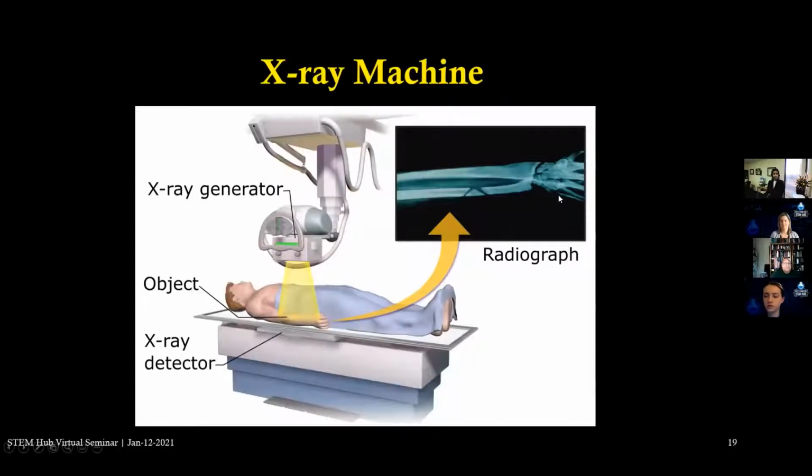And this is a typical X-ray machine. So you have an X-ray generator and this is the object, and here underneath you have the X-ray detector, and after the beam is incident, you can instantly collect the images on this radiograph. And here it shows the patient has a broken arm.